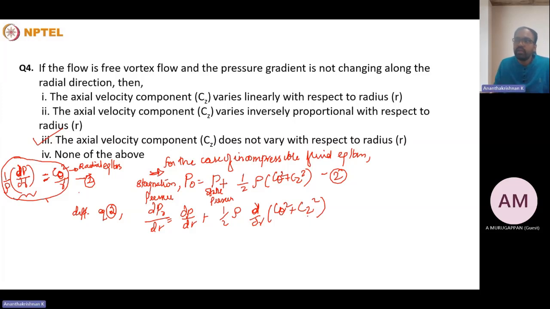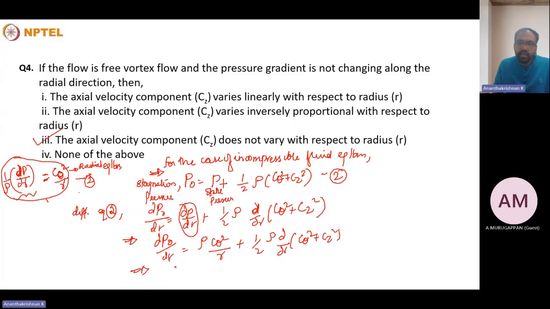Now we will try to replace this static pressure term with the value which we have found from the radial equilibrium. So you can write dou p by dou r equal to rho into c theta squared divided by r plus half rho into dou by dou r of c theta squared plus cz squared.